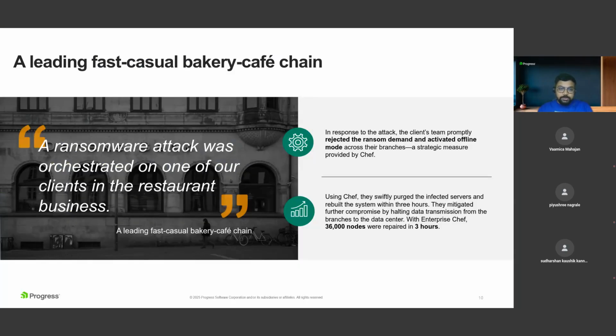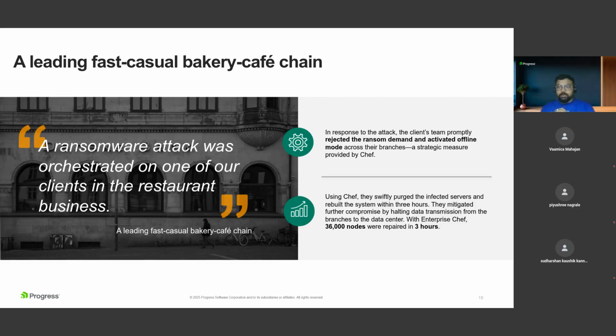I'll now talk about a recent example of how Progress Chef has helped one of our customers mitigate an incident that happened on their networks. Obviously, for security reasons, we are not naming the customer, but a ransomware attack was orchestrated on one of our customers in the restaurant business.